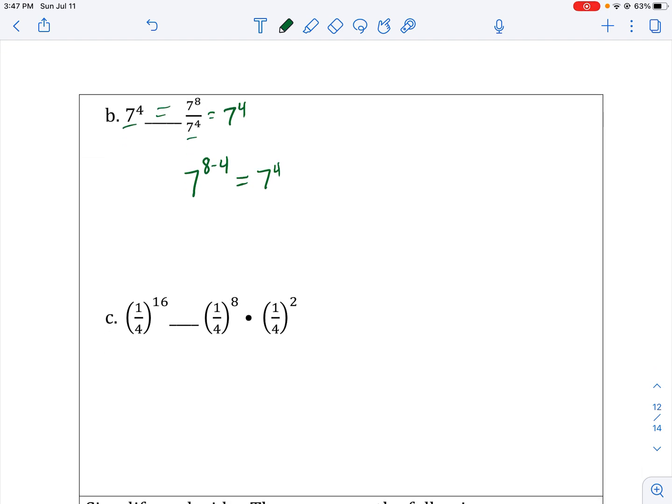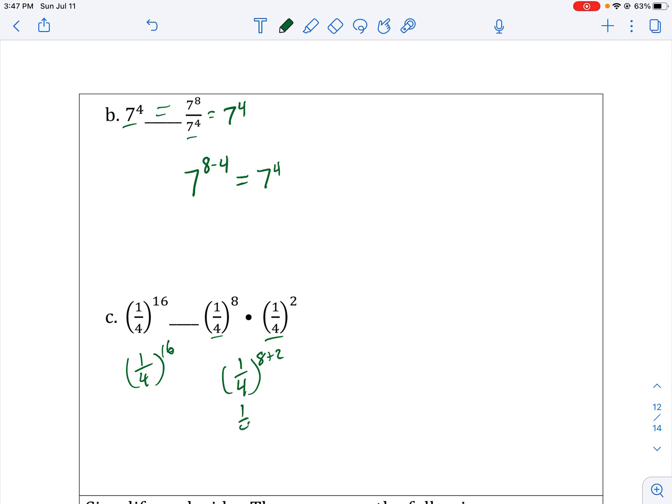Down here, power to a power, okay? I'm just going to leave it as 1/4 to the 16th power. In parentheses, that is fine. Here I am multiplying like bases, right? 1/4 and 1/4. When I multiply like bases, I add my exponents. And this gives me 1/4 to the 10th. Now I have the same base. Now I have 1/4 and 1/4. They're the same base. So now I need to look at the exponents. One is 16, one is 10.